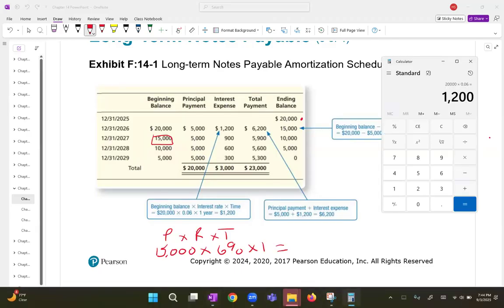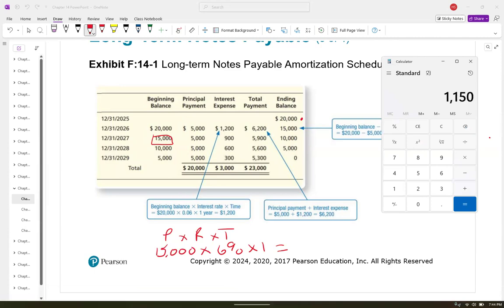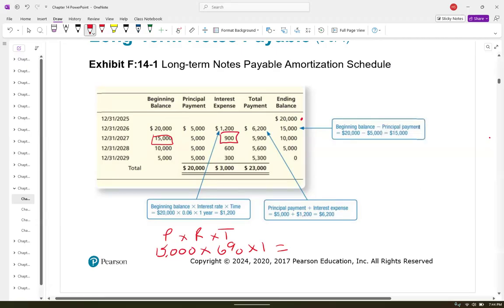That we don't have as much principal now, and that is going to make our interest costs go down. Okay, multiply that times 6%, and there is the 900 interest in year two.